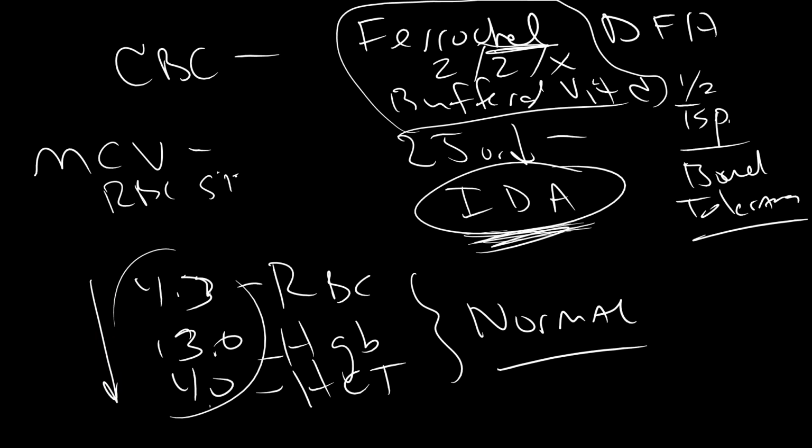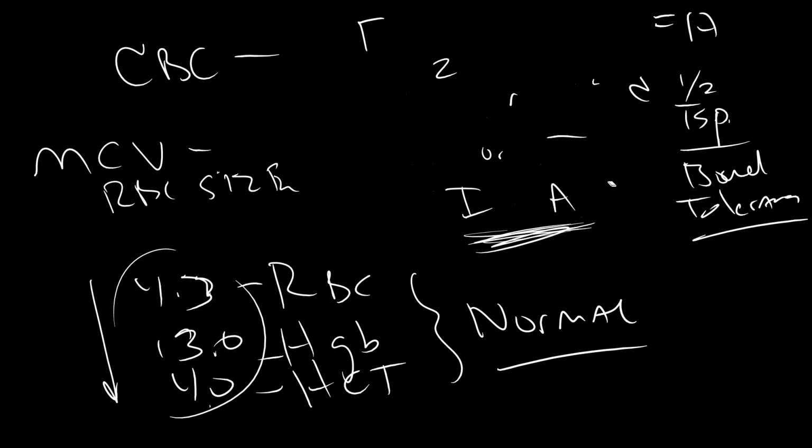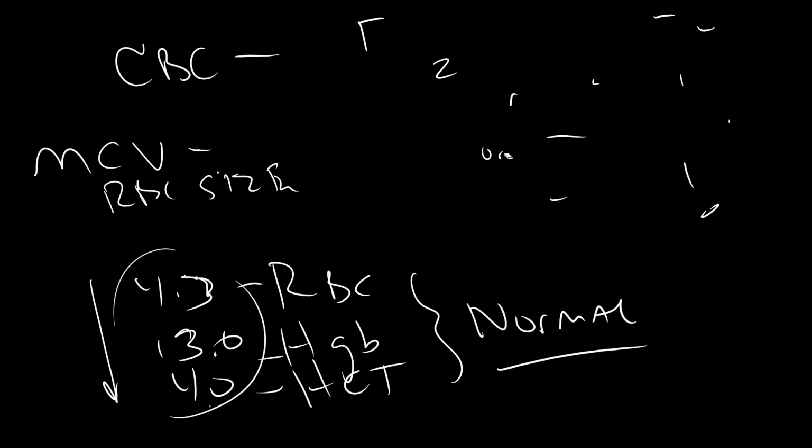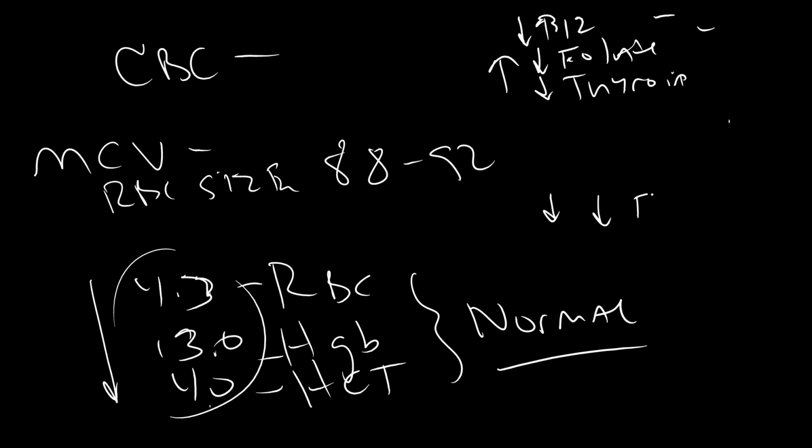So the CBC is going to show us the red blood cell size, okay? And I'm going to have to get rid of a lot of this so I have room. Okay, so it's going to tell us the size. And normally, we want to see that MCV fit somewhere in that zone of 88 to 92. If it goes higher than that, that means the red blood cells are high. We think of things like low B12, low folate, and low thyroid. Okay. If it goes lower than 88, we think of things like low iron.